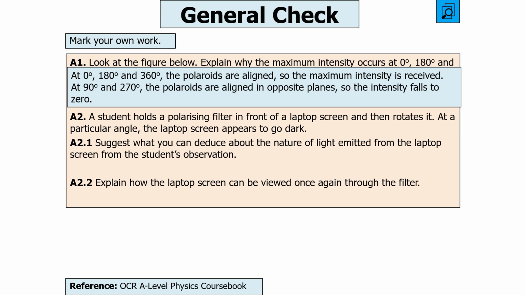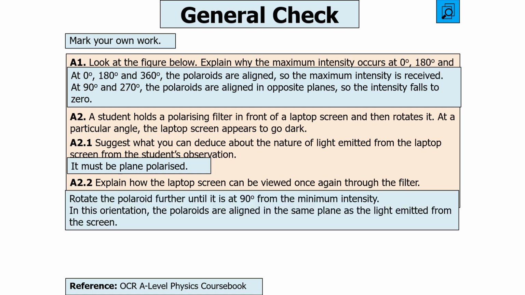Now in 2.1, what can we deduce about the nature of light in the fact that the polarizing filter in front of the laptop screen changes the amount of light going through it? Well, it tells us that it's being polarized, so therefore it must be plane polarized. Now, how can you get your laptop screen to be viewed again through the filter? Remember, if you've got two filters, you can only get maximum intensity when the two Polaroids are parallel with each other. Now, from the orientation you can see in the question already, they must be perpendicular to each other. So therefore, to get from perpendicular to parallel, it takes a 90 degrees rotation to do so. So you must rotate it 90 degrees.